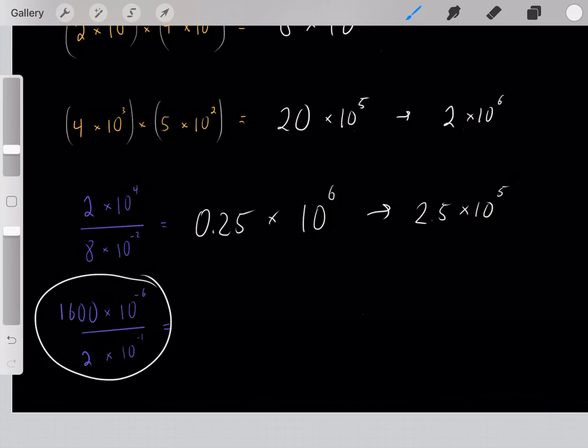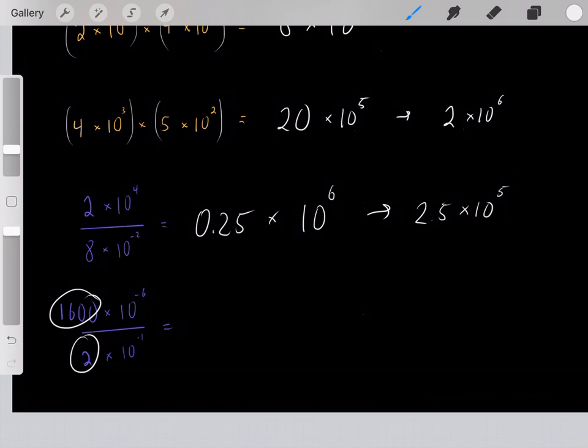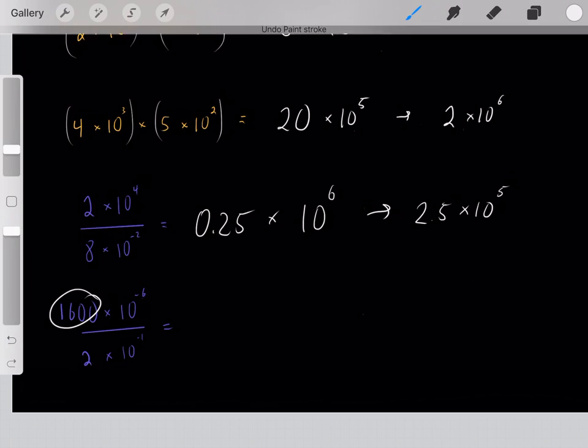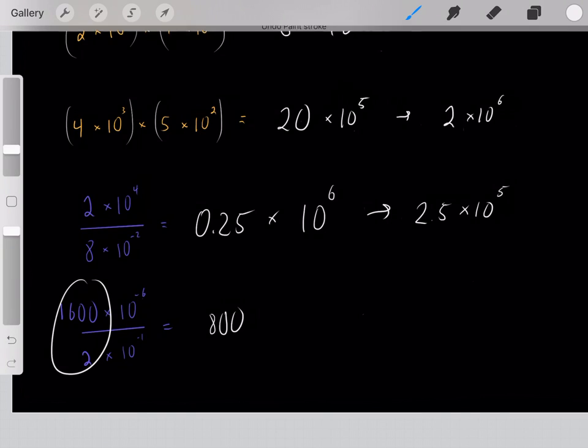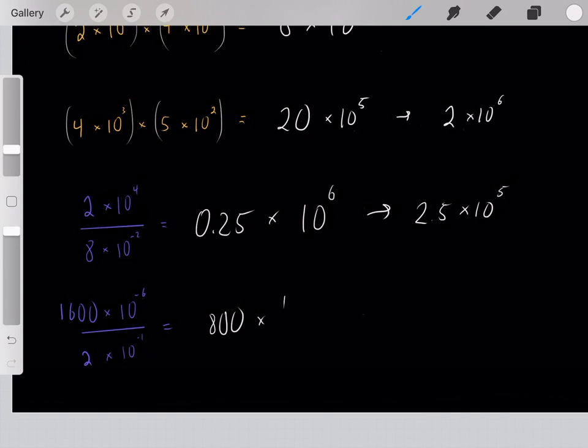So what about this example? This example looks a little complex, but it's really not so bad. Again, first, I like to focus on this. So 1600 divided by 2 is simply 800. So we take care of that guy, but again, we still have these exponents, times 10 to the -6 divided by 10 to the -1.